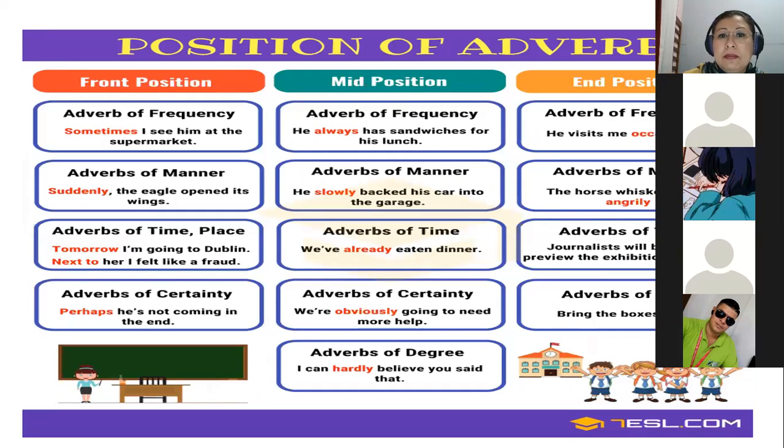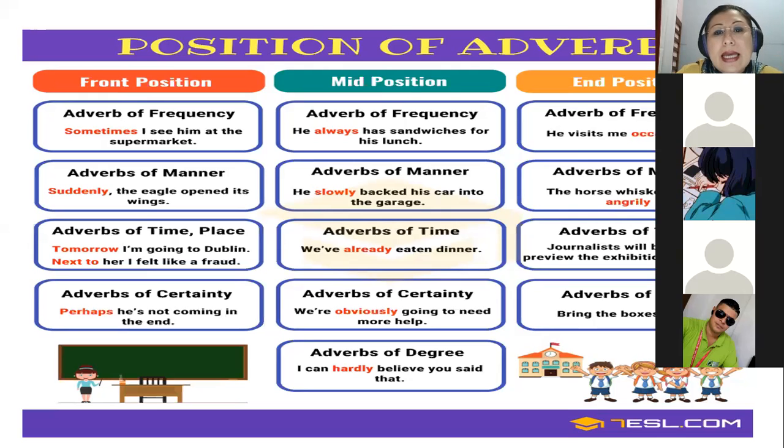After being said that, I want to share with you where is the position of an adverb. You can have an adverb in front position. It means at the beginning of the sentence. For example, in the frequency adverbs, I can say, sometimes I see him at the supermarket. Suddenly, the eagle opened its wings. Tomorrow, I'm going to Dublin, if I'm talking about that adverb place. Or if I talk of a certainty adverb, I can say, perhaps he's not coming.